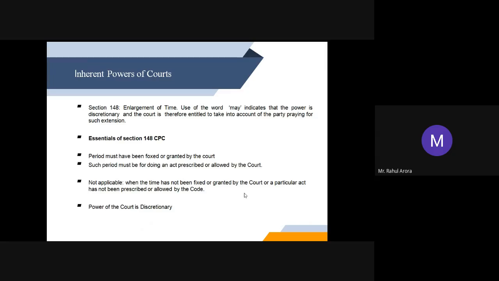So before extending the time, the following conditions need to be fulfilled. If the below mentioned conditions are not fulfilled, then the court would not exercise its jurisdiction under Section 148 CPC. And these conditions are, number one, a period must have been fixed or granted by the court. Such period must be for doing an act prescribed or allowed by the court. It is not applicable when the time has not been fixed or granted by the court, or a particular act has not been prescribed or allowed by the court.